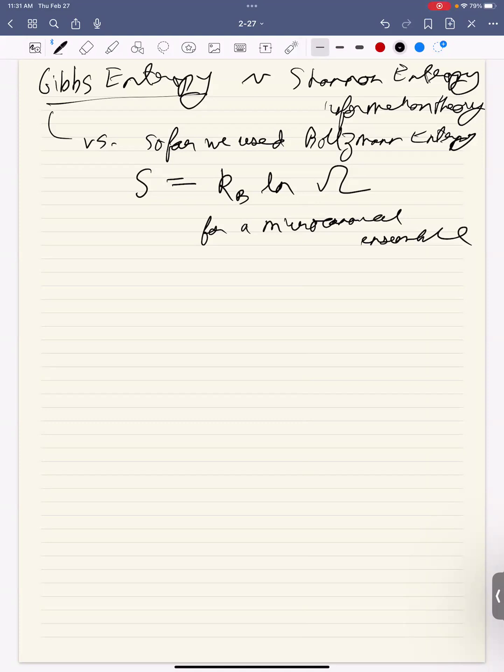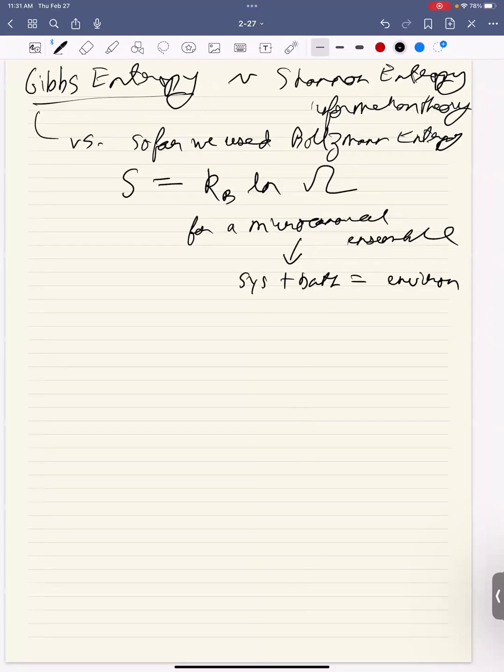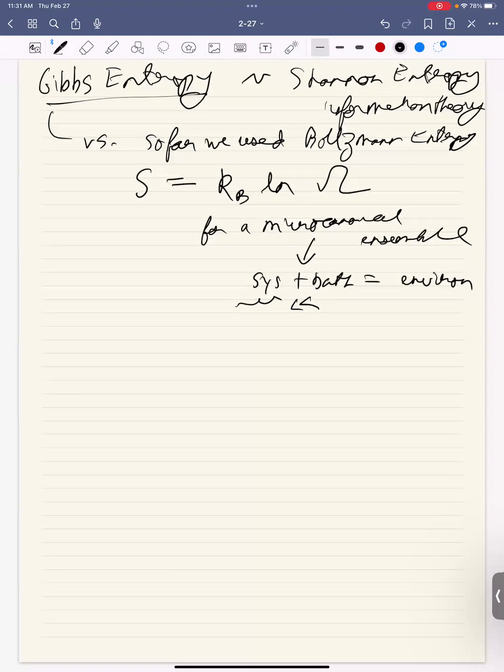So this was our microcanonical ensemble and we assumed that system plus bath is equal to environment, right? And that's how we started for every system. And we assumed that system is much smaller than bath. That's how we got going. So what I'm going to do next is to call this S naught, and this omega naught, where the naught denotes system plus bath together, the full sum, okay? S naught is system plus bath. So you have a system, you have a bath, together they are a microcanonical ensemble.